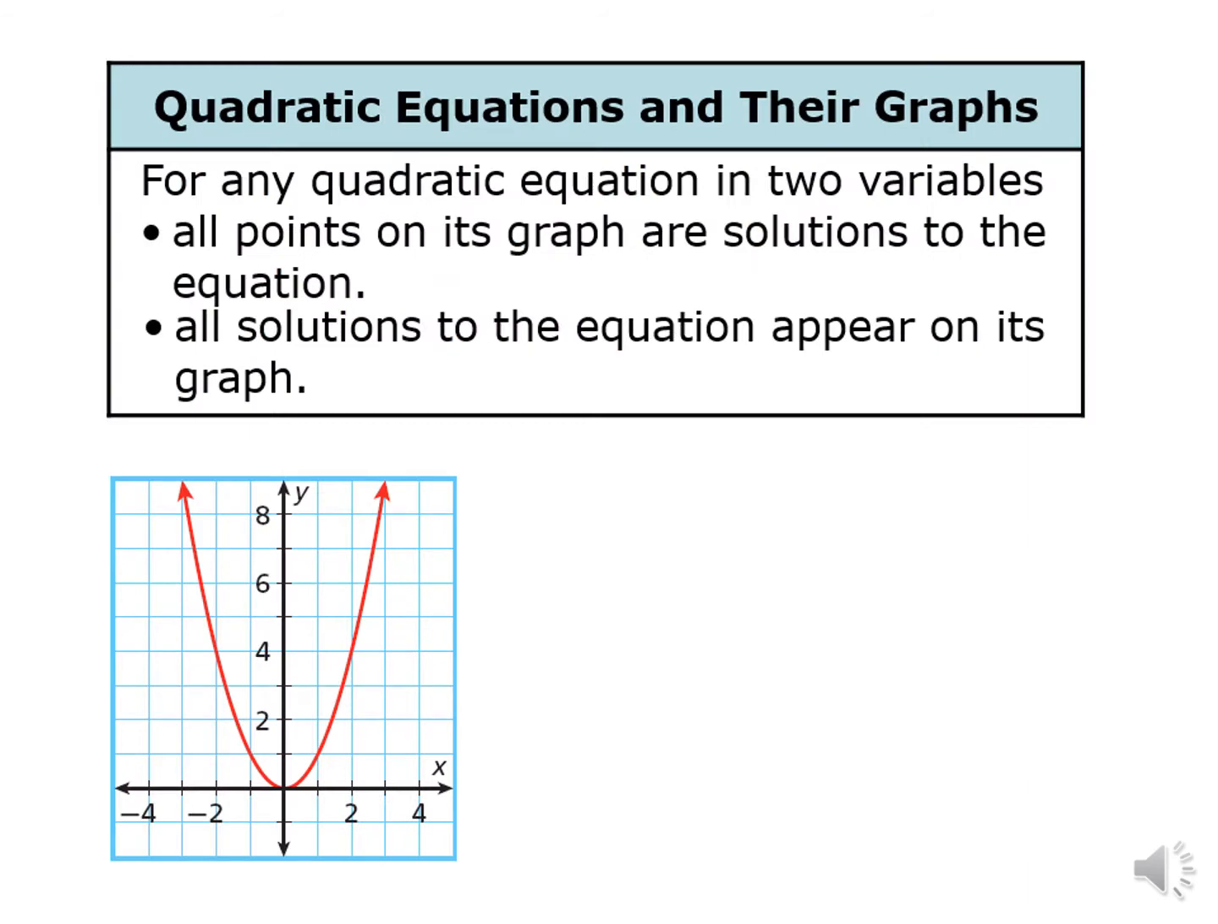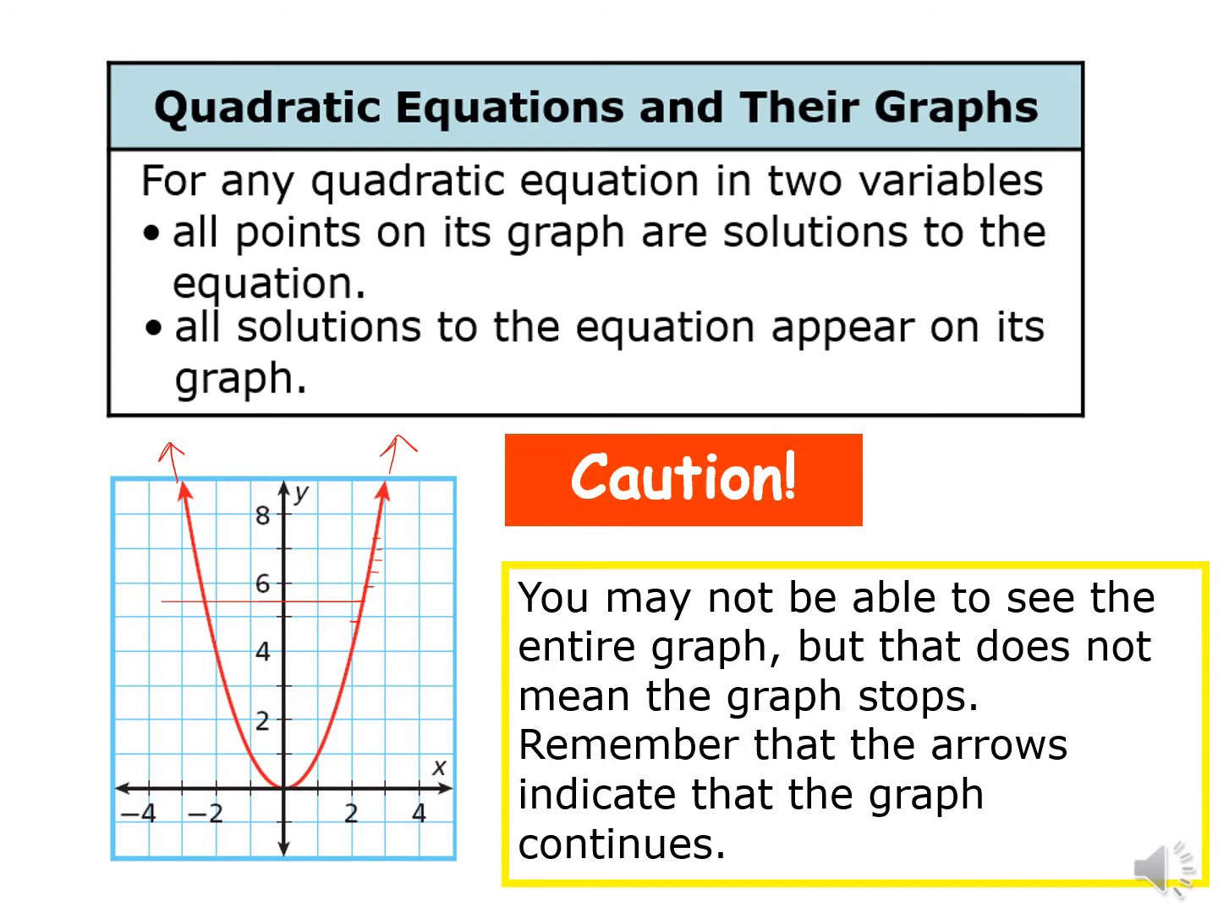So, quadratic equations and their graphs. For any quadratic equation in two variables, every point on the graph is a solution to the equation. And because it has lines going like this, all the solutions appear, because we're telling you that it goes on and on forever. But remember, even though you can't see the entire graph, it doesn't stop. That's why we put the arrows.